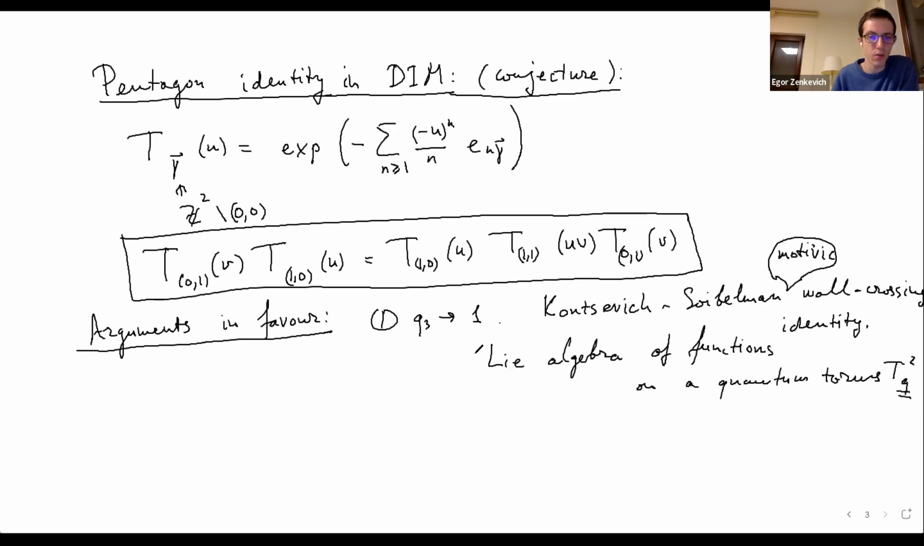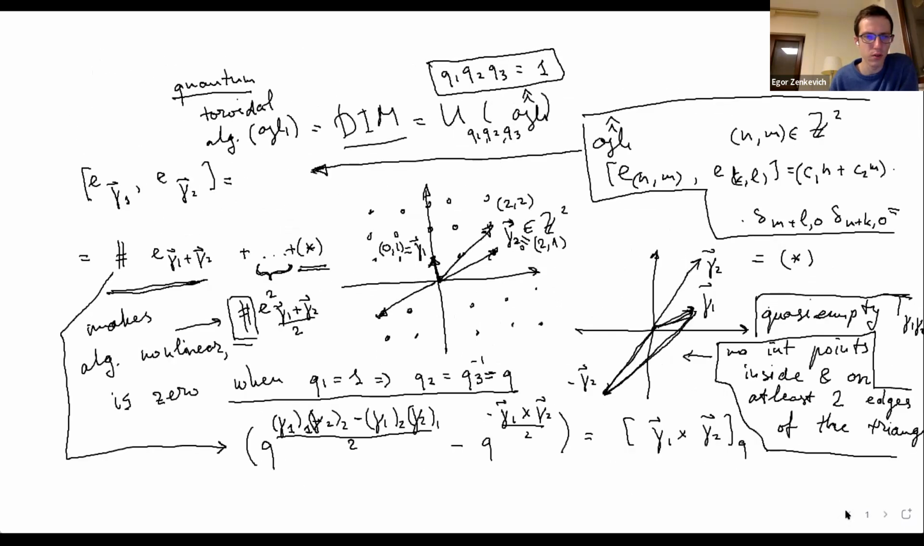And then there is a conjecture that there is an identity precisely for this form of this combination, the generating functions of elements of an algebra of functions on the quantum torus. So how does it work? Let us go back to, yeah, here I have this coefficient in front of e gamma 1 plus gamma 2, or more compactly written here.